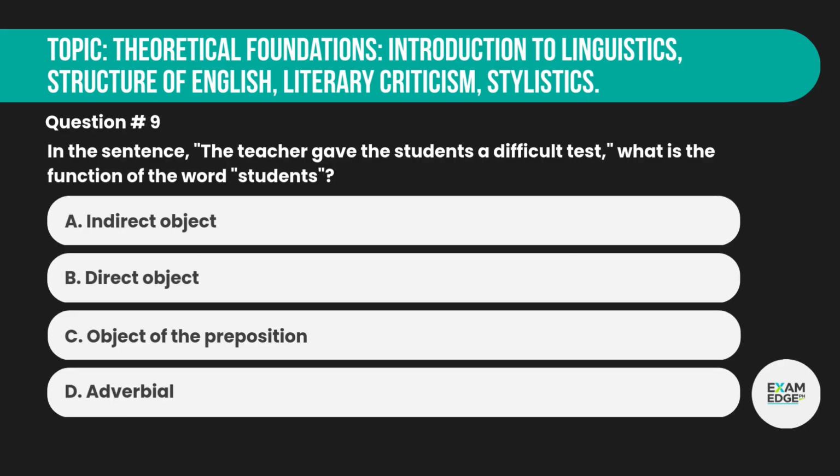Question number 9. In the sentence, the teacher gave the students a difficult test. What is the function of the word students? A. Indirect object. B. Direct object. C. Object of the preposition. D. Adverbial.